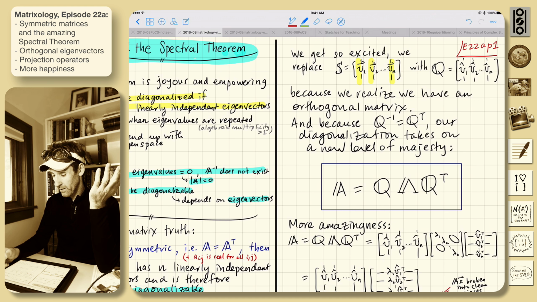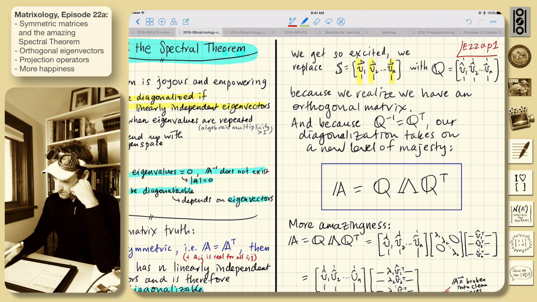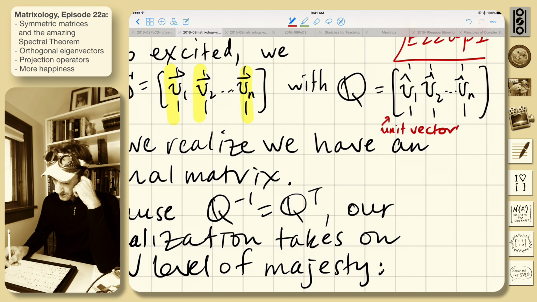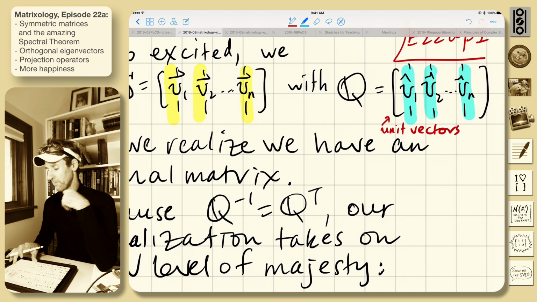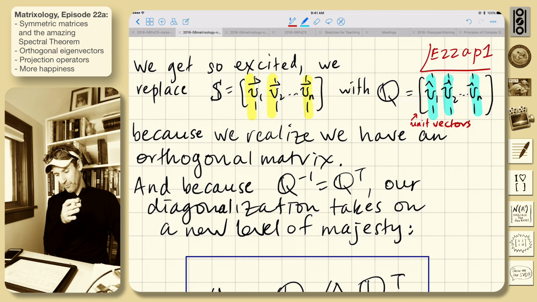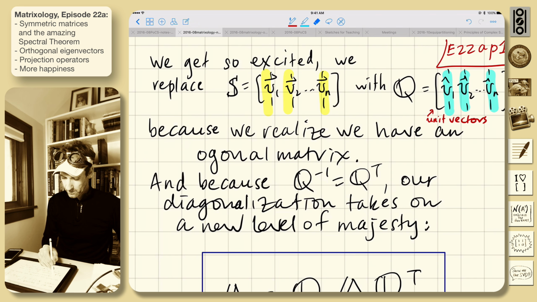That we replace, so instead of just having the eigenvectors in columns, we put the unit eigenvectors. So let's make that clear. So these are unit vectors. And this is a special kind of matrix that we've looked at before, which is an orthogonal matrix, really orthonormal. So it's got this stack of vectors lined up that are all at right angles to each other. And so we have an orthogonal matrix.